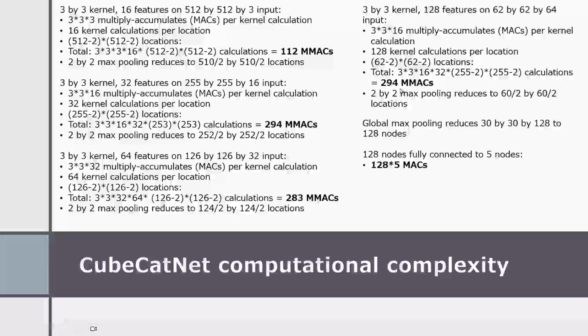Then after that, after the fourth image where you have 128 features on 62 by 62 grid, you're collapsing the 62 by 62 into a single number. So you're greatly reducing the amount of data to 128. So what's going on here?